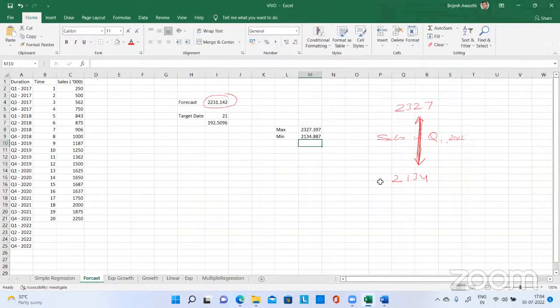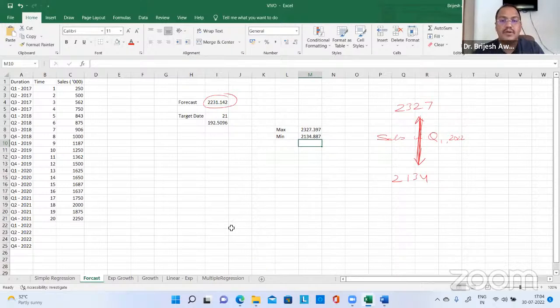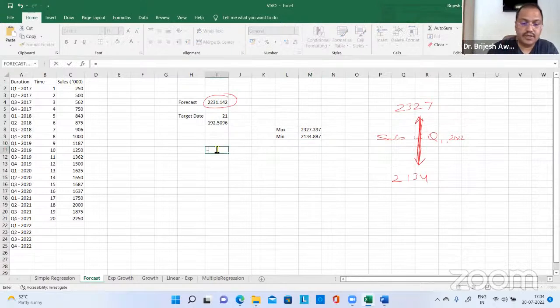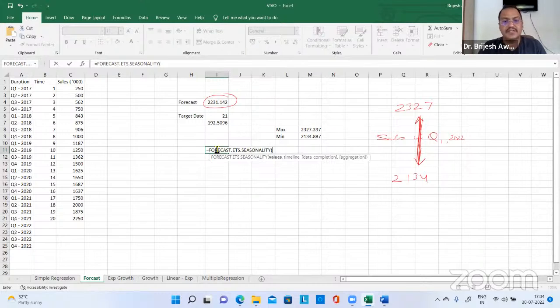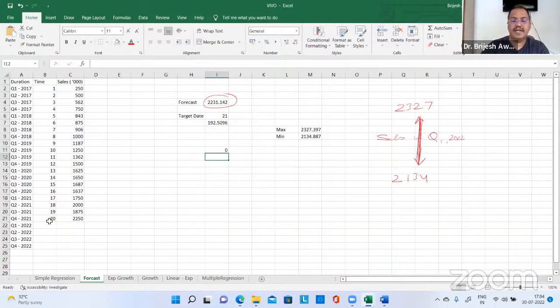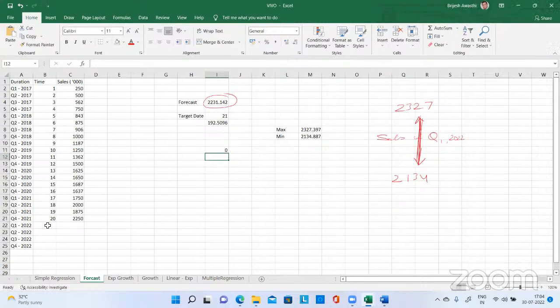Okay. If I'm talking about the next, equals to FORECAST.ETS.SEASONALITY, there is a seasonality. We already discussed this function yesterday. This is my values, comma, and this is my timeline, and just enter. I got the value 0. That means it shows that there is no seasonality. I hope it is clear.